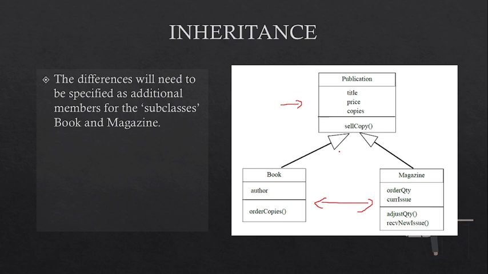So, we no longer declare title, price, and copies in either the book or magazine class. Those are automatically fetched from your publication. So, this arrow represents the inheritance. It is an inheritance relationship arrow.